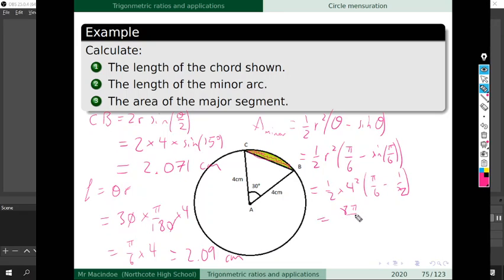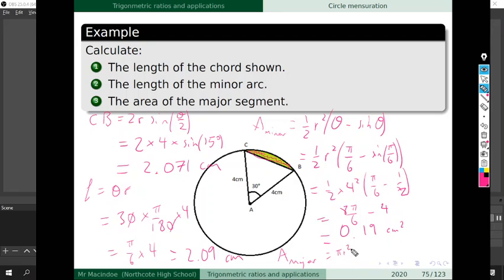So we've got half times 4 squared times pi on 6, take a half. That's 16 times a half is 8, so we get 8 pi on 6, take 8 on 2, which is 4. If we put that in our calculator to get an approximate answer, we get 0.19 centimeters squared, and we need to take that from the total.